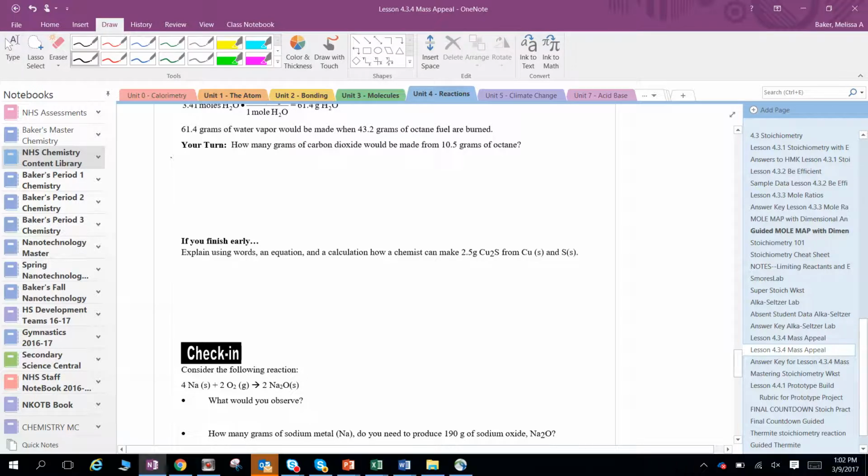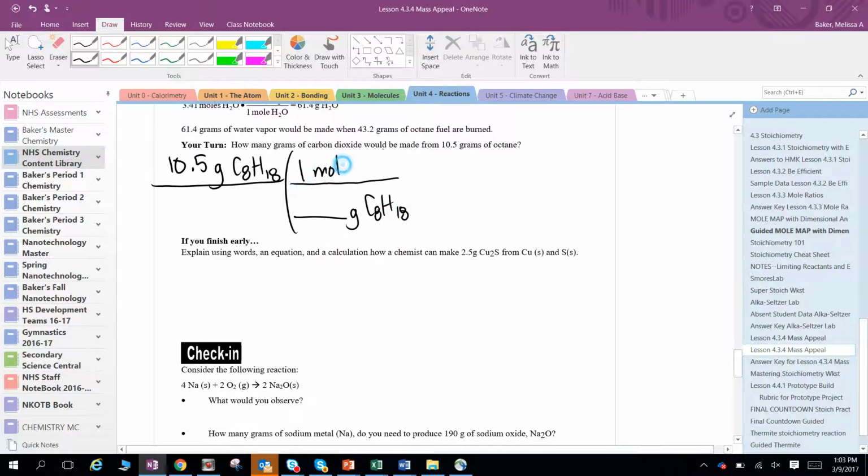It says, what if you've got 10.5 grams of octane? How many grams of carbon dioxide would be made? Well, first step, we need to get this into moles. That will allow us to use the mole ratio between the molecules, the coefficients that are out front of the balanced equation. So we're going to end up dividing by the molar mass of C8H18 to convert it into moles. That'll be more useful for us.